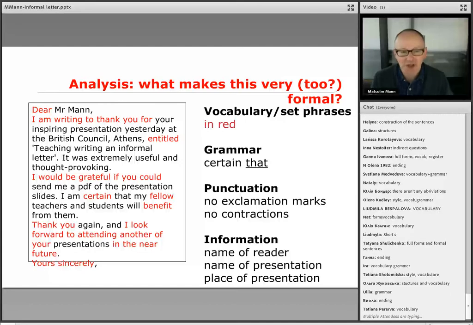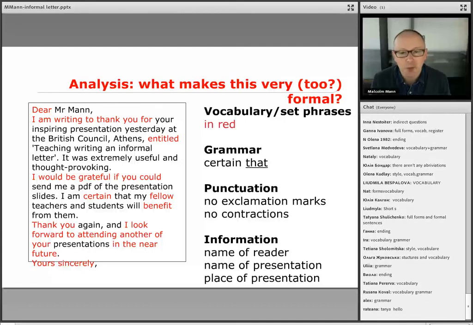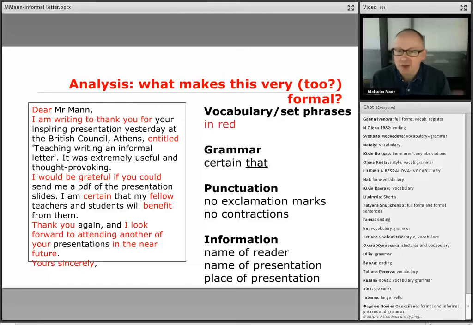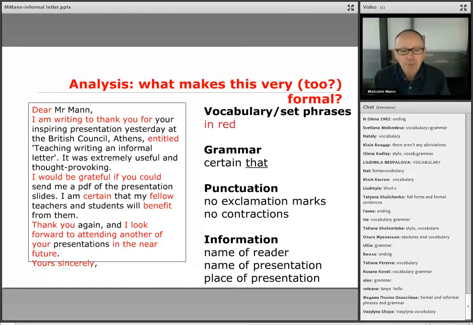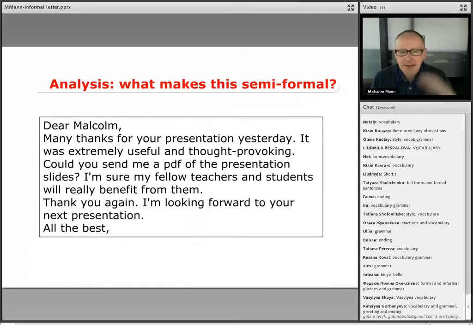In terms of punctuation, there are no exclamation marks. And there are no contractions, no short forms. You might think that contractions are grammar, that's fine. I'm including them here in punctuation, it doesn't matter. And in terms of information, there's some information we include in formal letters that we don't include in informal letters. So this kind of task, getting our students to focus on exactly what it is that makes it formal, I think is very useful. And similarly, what makes this semi-formal?